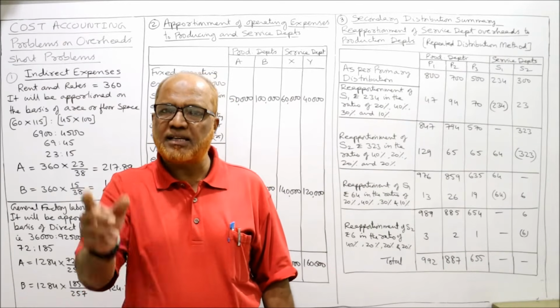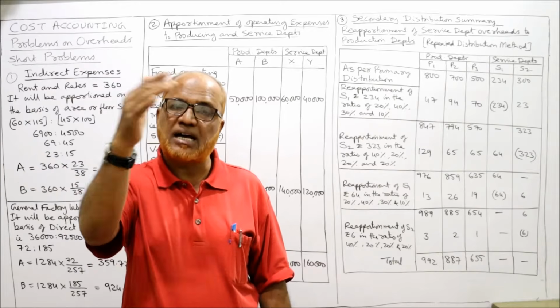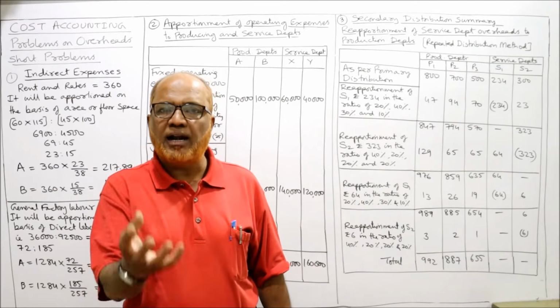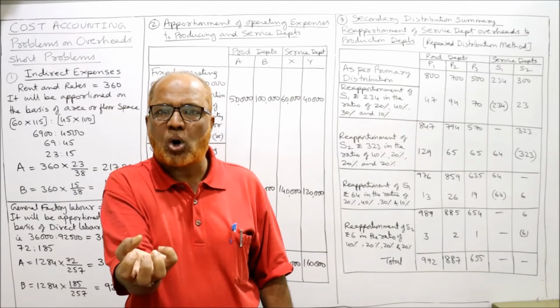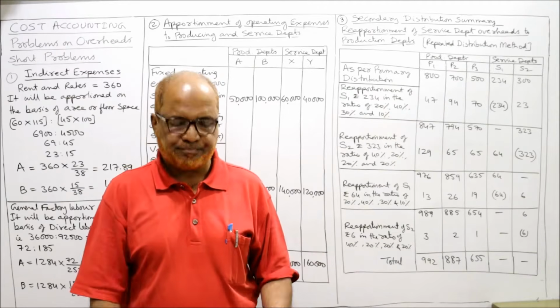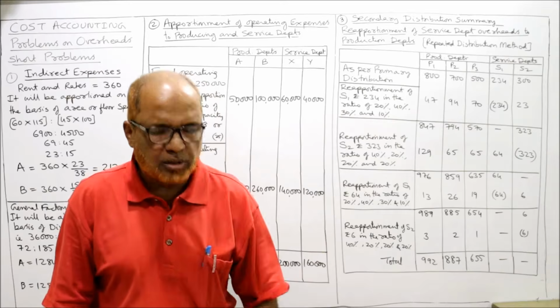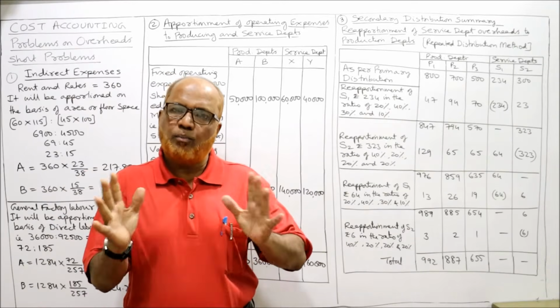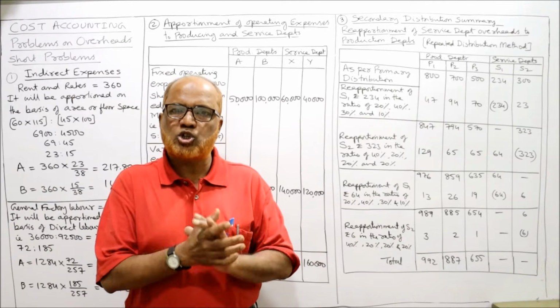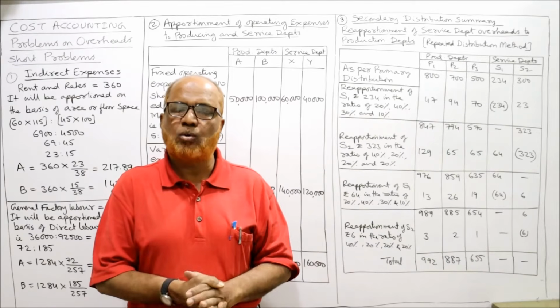Secondary distribution में क्या करते हैं? सर्विस डिपार्टमेंट को वापस डाल देते हैं. क्या में डाल देते हैं? प्रोडक्शन. Ultimately, overheads should be absorbed by production departments, either by repeated distribution or simultaneous equation method. So it is asking you in both the methods, repeated distribution method and simultaneous equation method.